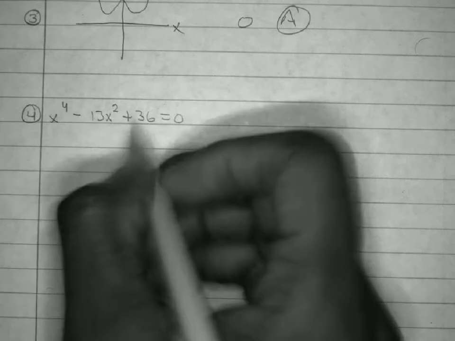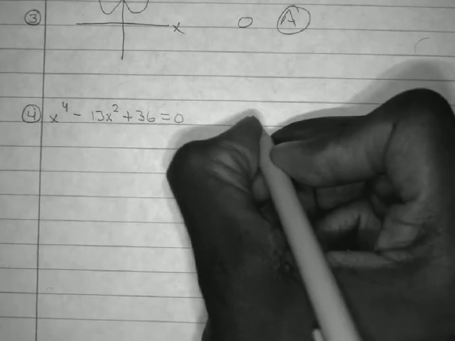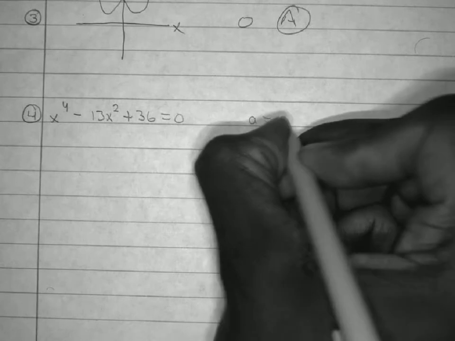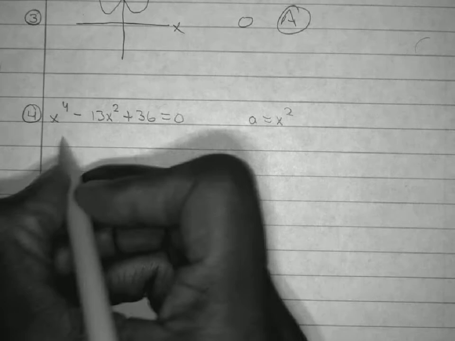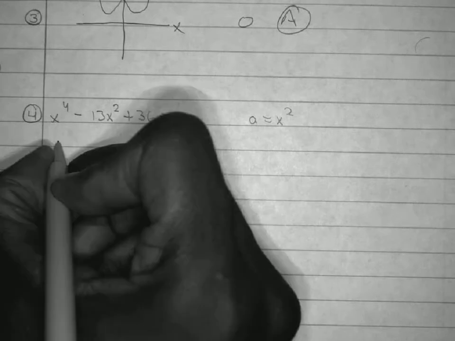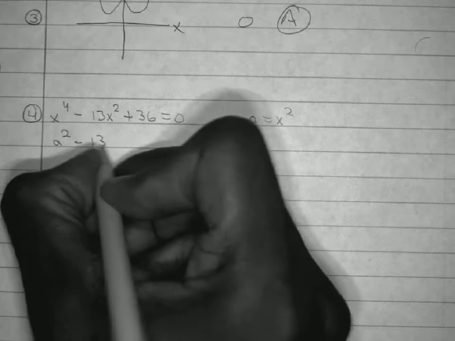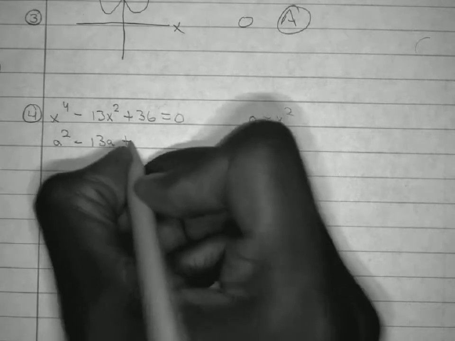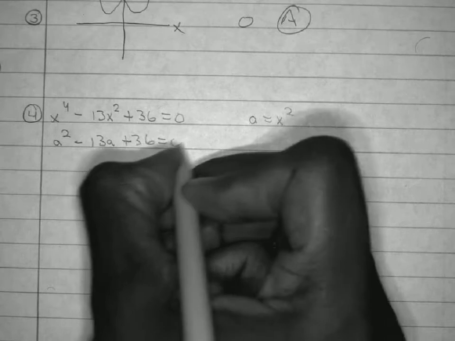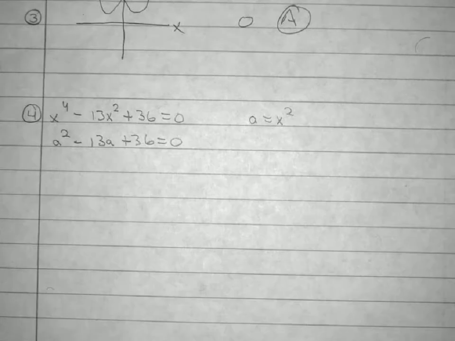I have to change it a little bit, so I'm going to make a equal to x squared. Alright, that means when I rewrite my problem, it's going to say a squared minus 13a plus 36 equals 0. And so now this is in quadratic form. Now, what you want to do is say, okay, how am I going to solve this? So the surefire way to get this is to use the quadratic formula.